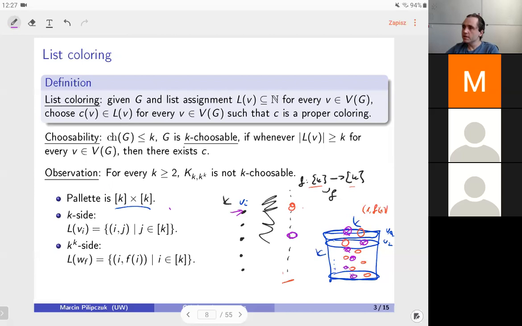Yes. Can you say what's the size of the lists of these vertices on the right? They're exactly k, because for every row, you get one element. So the size is exactly k on the right. Okay, thanks. Yeah, this is why we chose a k by k grid: the number of columns is the list size on the left and the number of rows is the list size on the right.